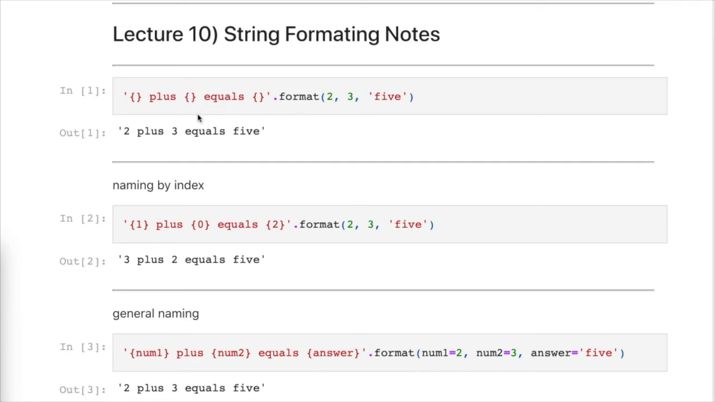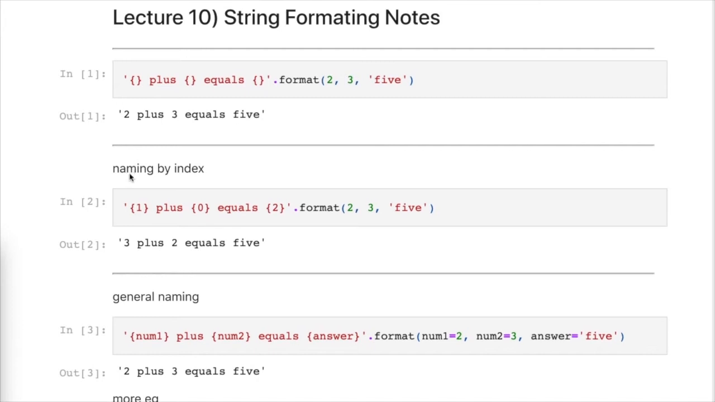Replacement fields can also be numbered or named, which helps with longer strings and allows the same value to be interpolated more than once. For example, 1, 0, and 2 are the names of these replacement fields. And then we use the same format with the same arguments. This time we get 3 plus 2 equals 5. Now you see 2 has the index 0 and hence it has been put where we put 0, and so on.